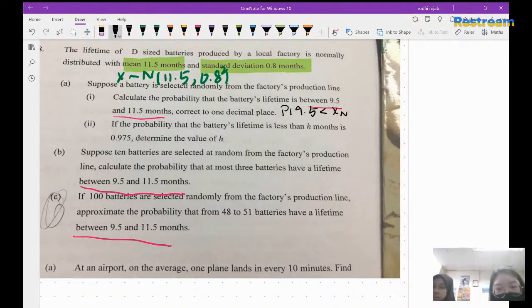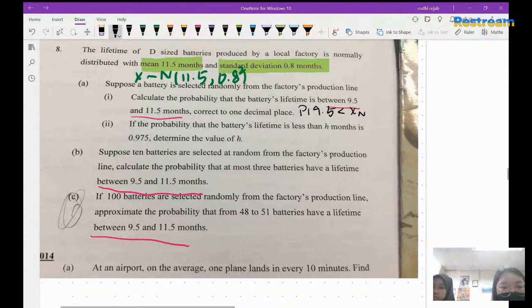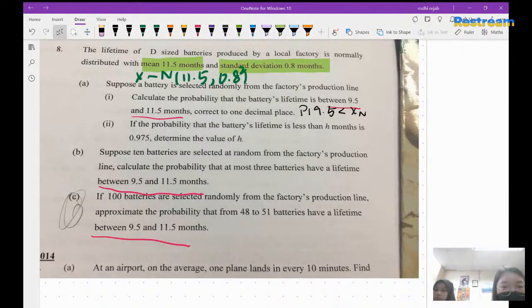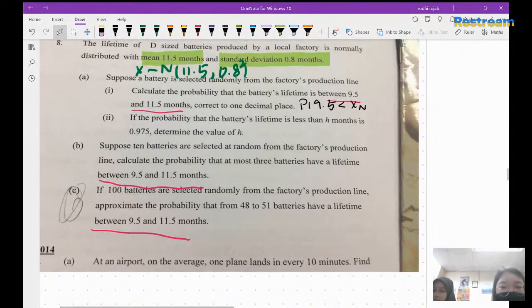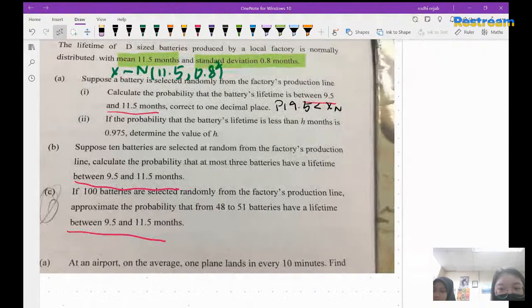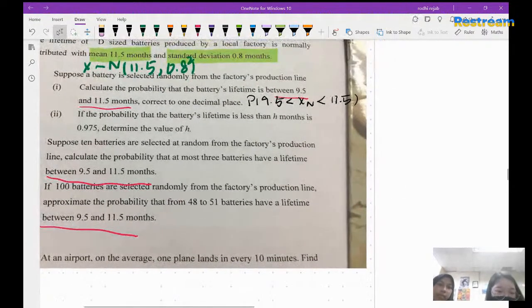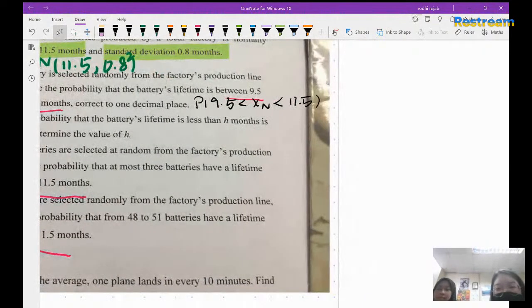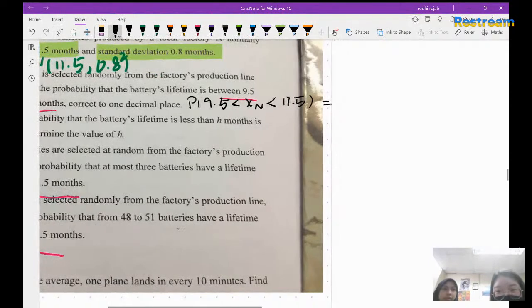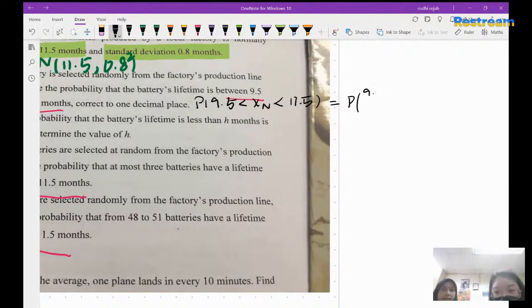Okay, since we know from the earlier question above, this is normal. So from 9.5 to 11.5 is also normal. So 11.5, P. Okay, for a normal question, we have to convert it to Z first. So convert it to Z, P 9.5.